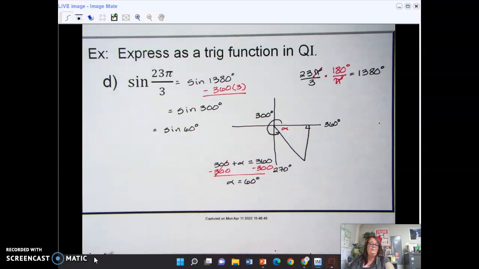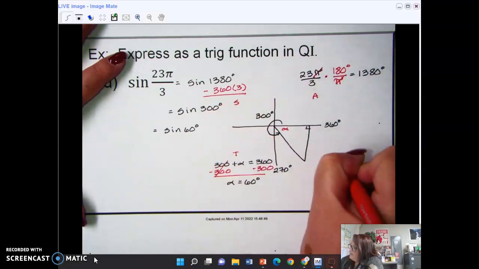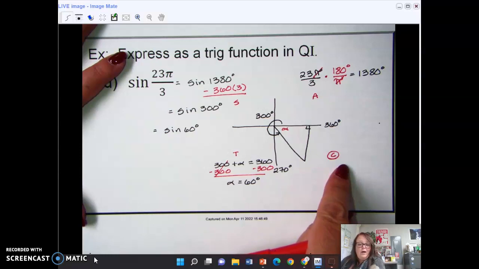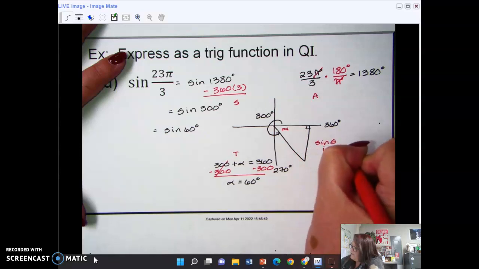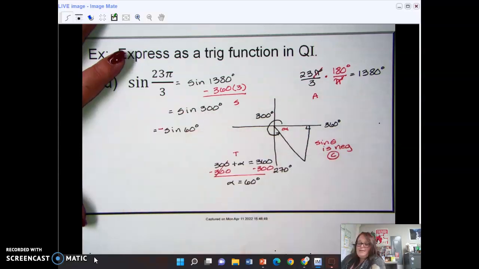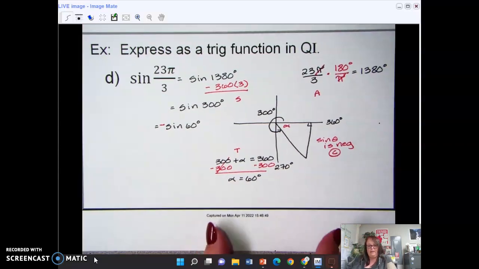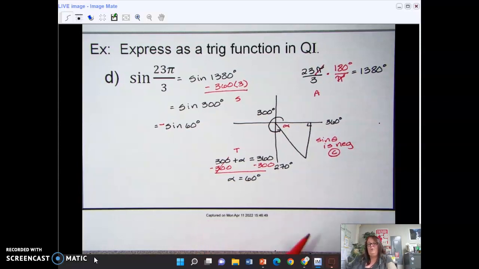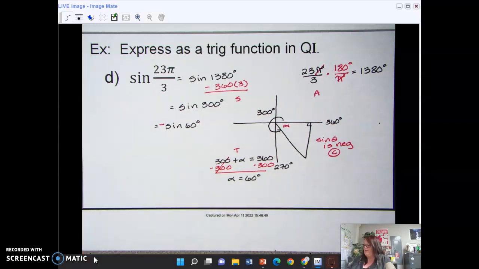I just need to check, would it be positive or would it be negative? So here, if all students take calculus, we'll notice that cosine is the only positive function in the 4th quadrant. So that means that the sine of theta is negative in the 4th quadrant. So we would need this to be negative in order for it to be exactly the same as my original function. Now notice we started in radians. So I would never answer a question that started in radians with degrees in my final answer.